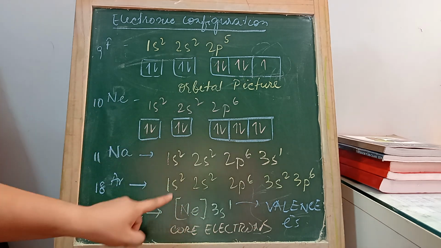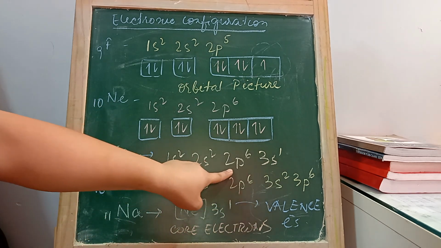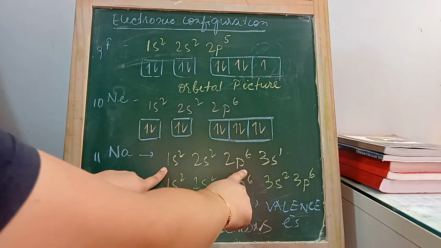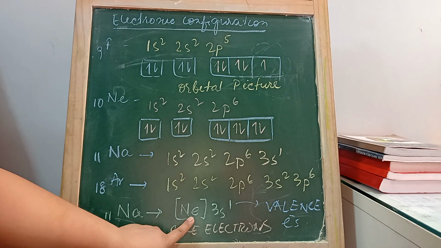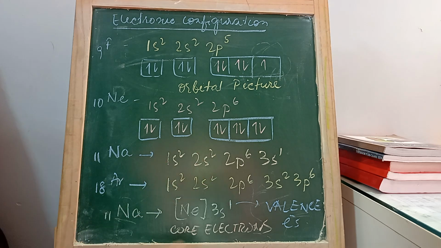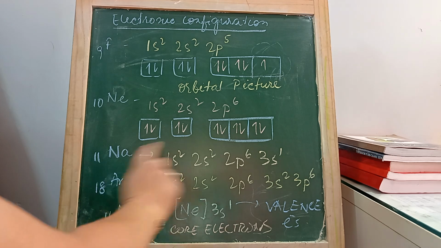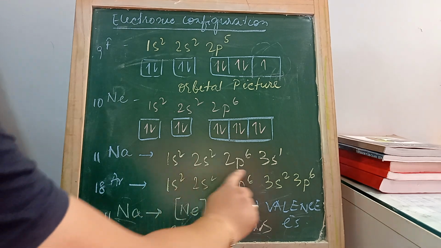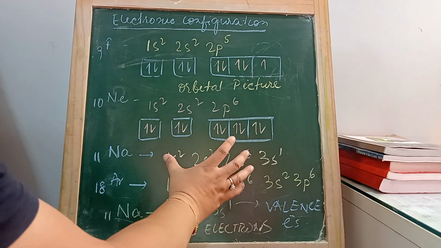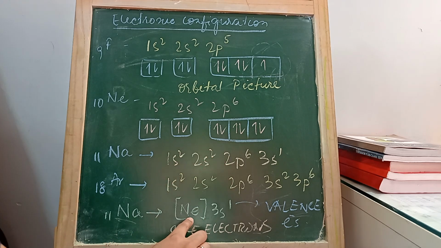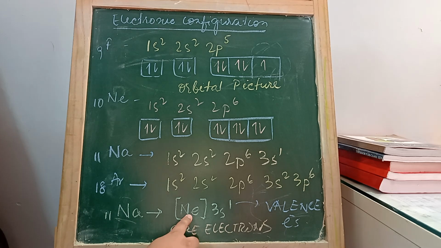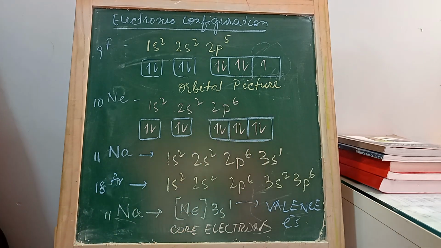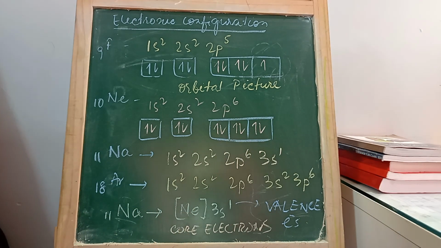So instead of writing from here to here, we can write this as the electronic configuration of neon. We write the symbol of neon in square brackets, then we write 3s1. So this is another way of writing the electronic configuration of sodium. Instead of writing all of this, we condense it, and say that from here to here is the electronic configuration of neon. Then the third shell is added, 3s1.